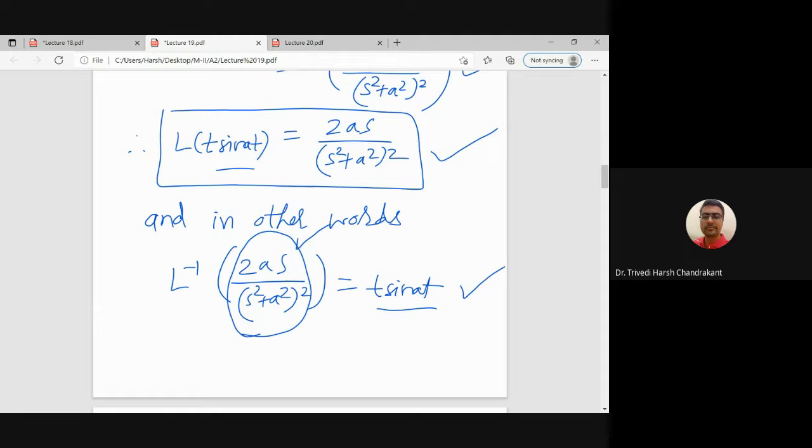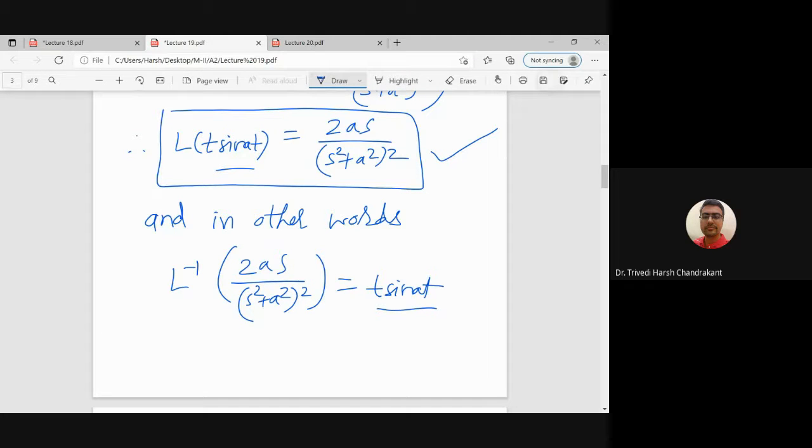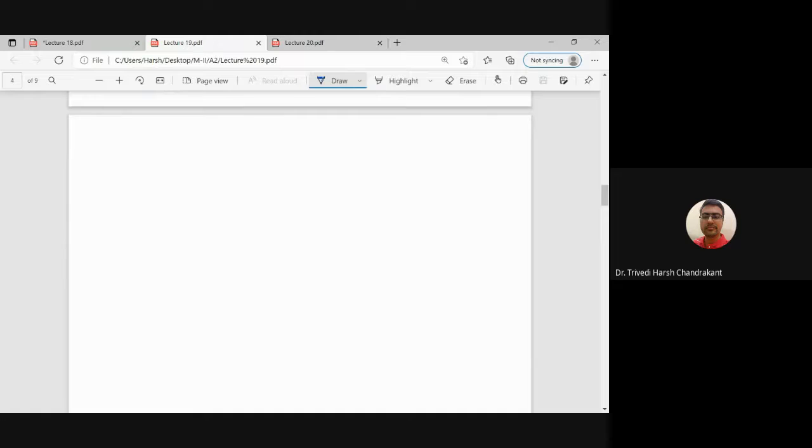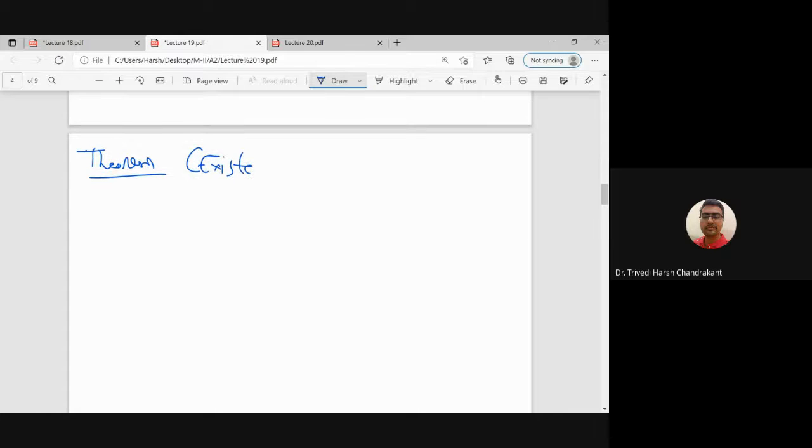We'll see such examples whenever we discuss the solution of initial value problems. Maybe today we will discuss such an example. But first of all, let us discuss the criterion for when the Laplace transform exists. So this statement is the existence of the Laplace transform.